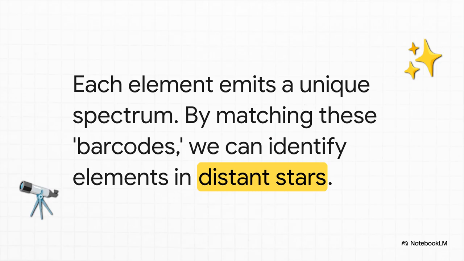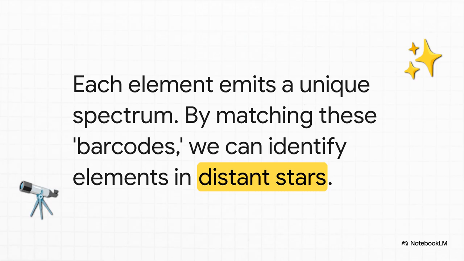It turns out that when you heat up an element, like the hydrogen or helium inside a star, it doesn't just glow white. It emits light only at very specific, very precise wavelengths. It creates a unique pattern of colored lines, basically a fingerprint or a barcode of light that is unique to that element.